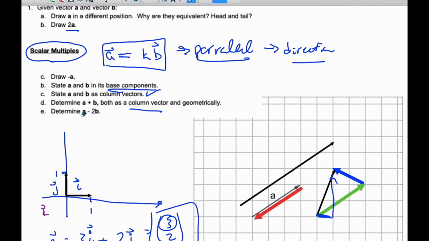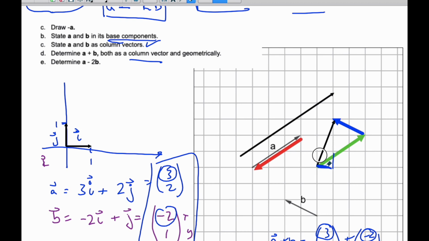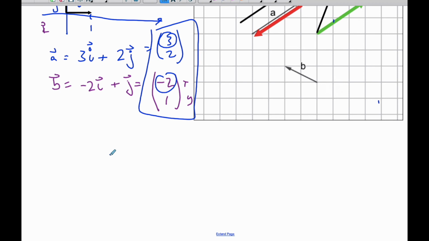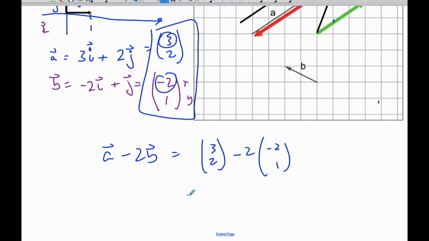Similarly, if I want to determine A minus 2B, well, A is 3, 2, minus 2 times B, which is negative 2, 1. Looking at the x values, 3 plus 4 is 7. 2 minus 2 is 0. So I get the vector 7, 0.